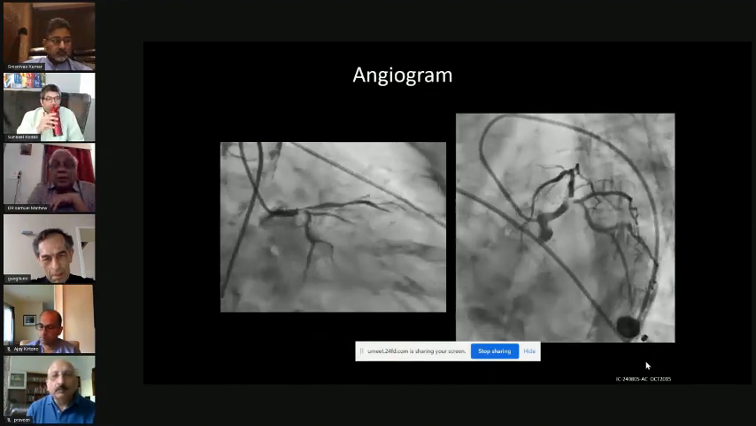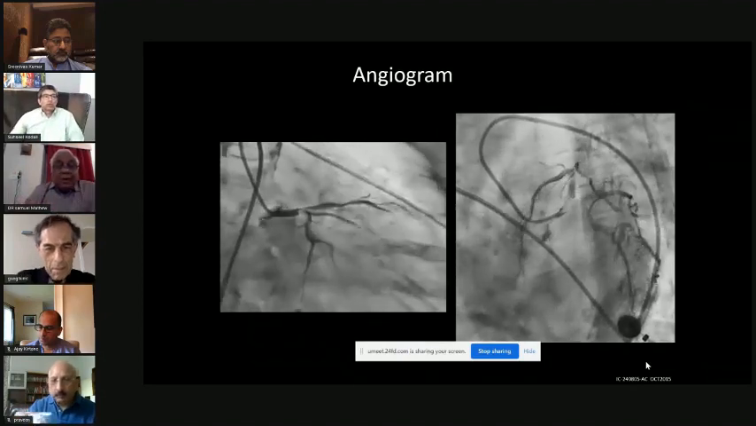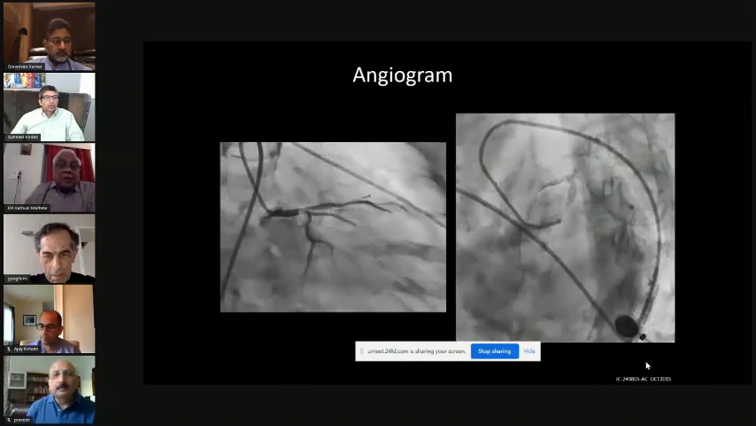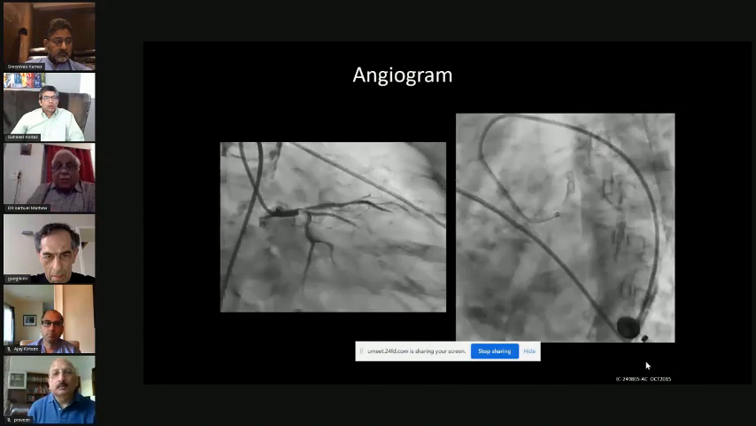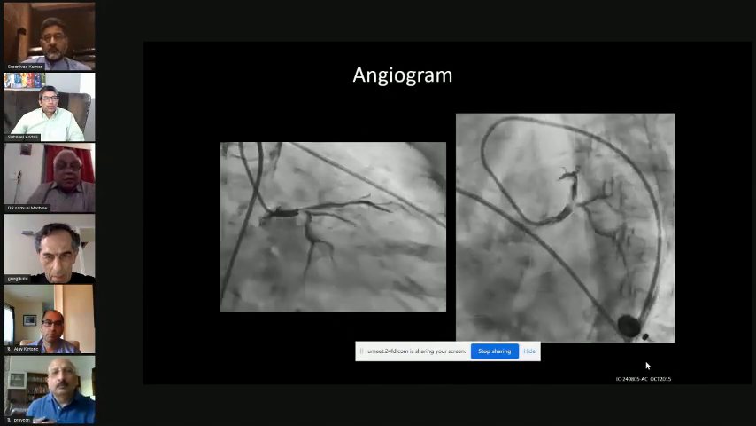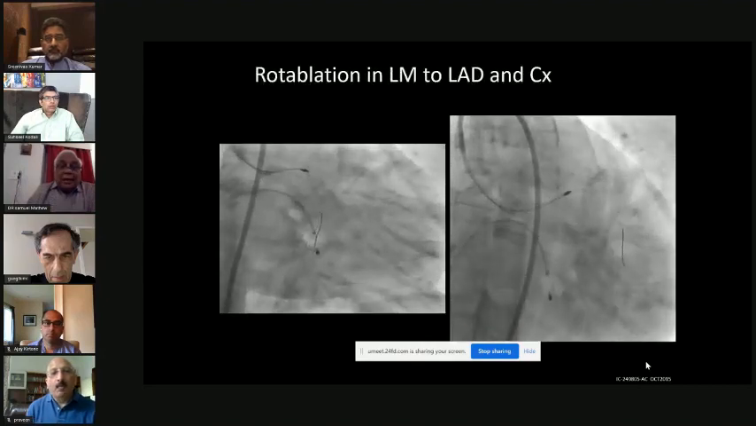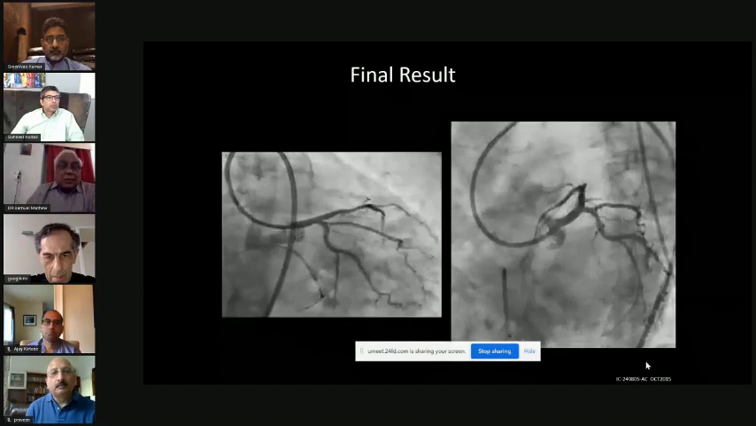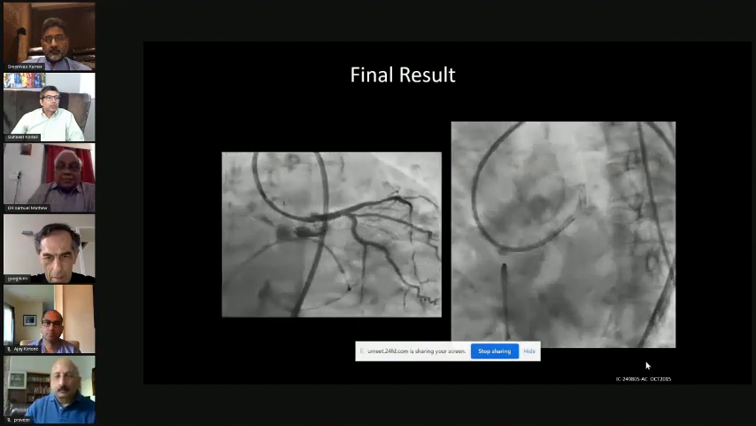These are all possibilities, but I can tell you that in my experience, if you can rotablate properly and not jam the burr into the vessel, they do quite well. Here we got a rota wire into the circumflex first, which is technically more challenging, and which was followed by rotablating the LAD, and the final outcome was this, what we got post stenting of both vessels.